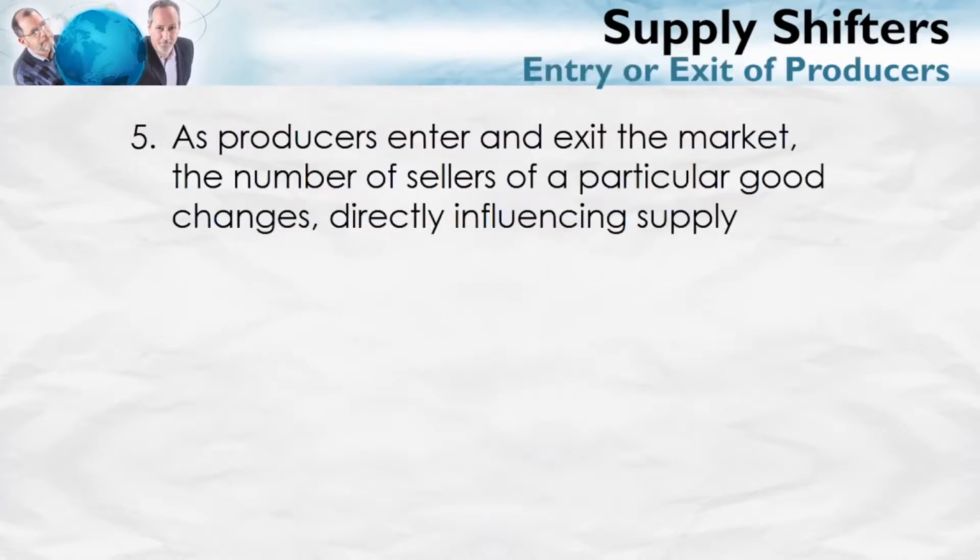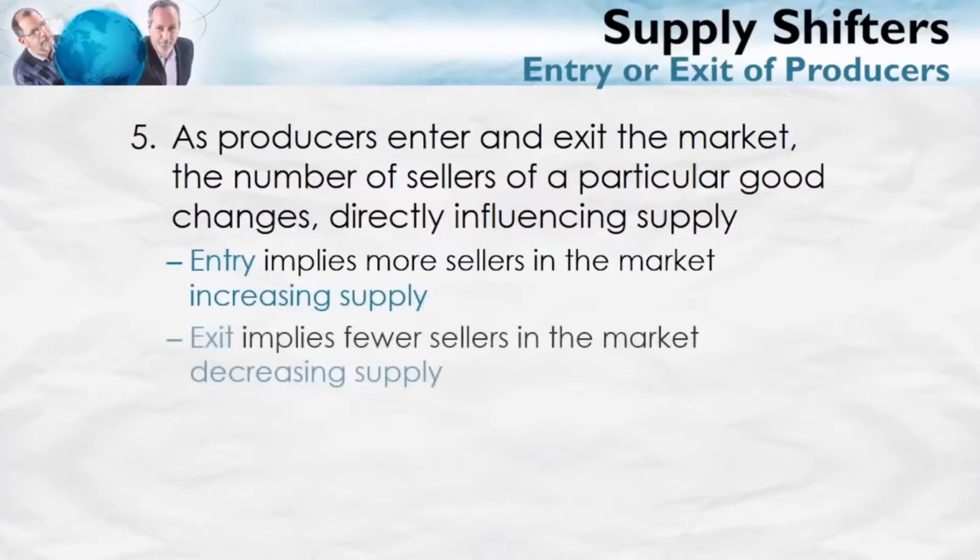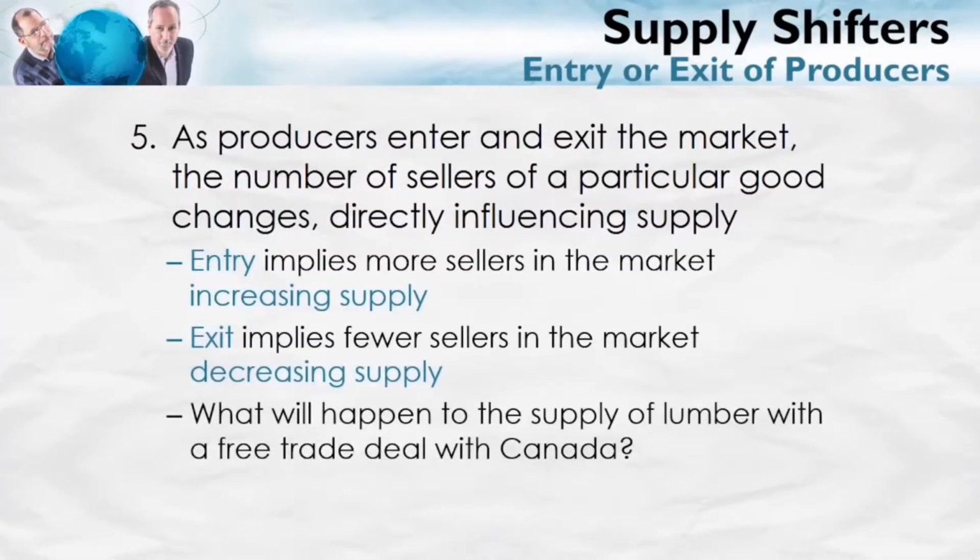The entry and exit of new producers is another important supply shifter. It's pretty easy to see that with entry, that implies more sellers in the market. That increases supply. Exit implies fewer sellers in the market, decreasing supply. What will happen to the supply of lumber with a free trade deal with Canada? This actually happened, of course.